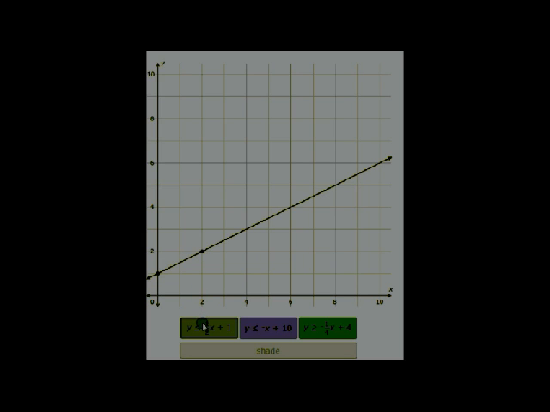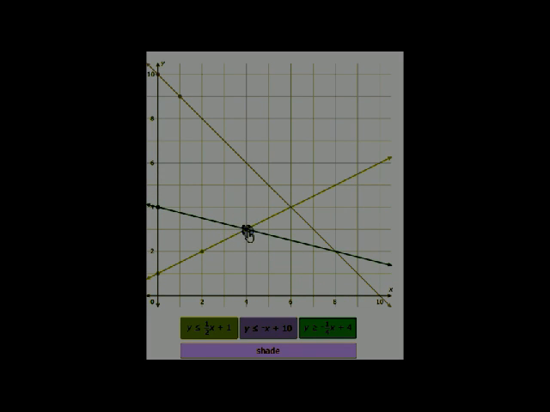My second line is negative x plus 10, so I start at plus 10, and I'm going down 1 and over 1. It's negative 1 slope. The third line starts when y is 4. It is also a negative slope. I'm going down 1 and over 4.